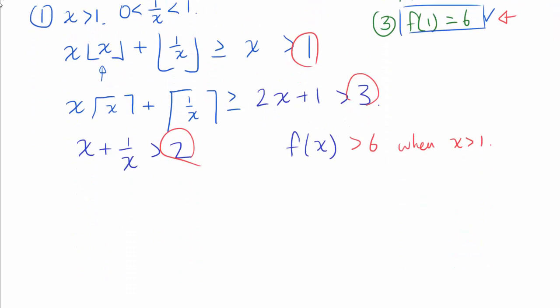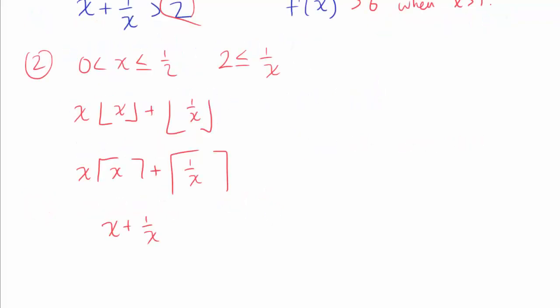Now let's go down to the second case, when x is greater than 0 but less than or equal to 1/2. In this case, realize that 1 over x is greater than or equal to 2. And I will group the terms in the same way. In this case, x times the floor of x is going to be 0, so this entire thing goes away. Floor of 1 over x has to be greater than or equal to 2.